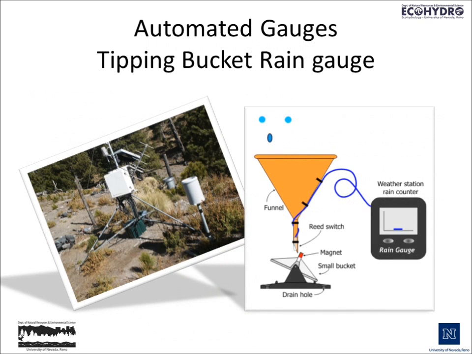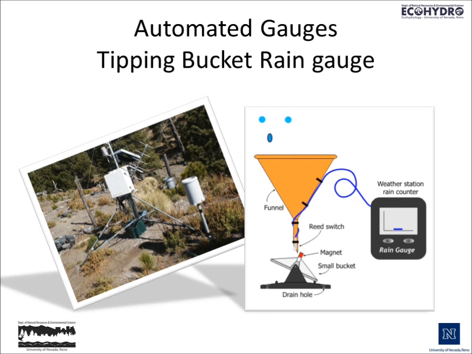Automated gauges include the tipping bucket rain gauge. The tipping bucket gauge operates on a very simple principle. Water enters the upper funnel. It's carried down through the throat of the funnel, and then it enters something that's like a small seesaw.